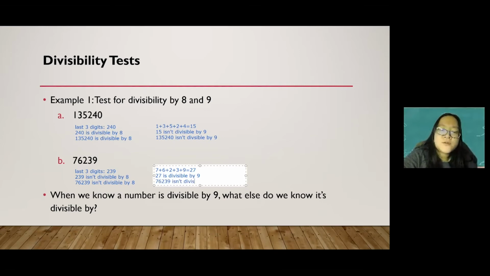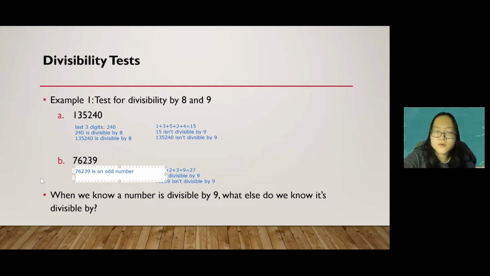But really, for whether it's divisible by 8, we didn't even need to do all this, because we could have seen right away that it's an odd number. It doesn't end in 0, 2, 4, 6, or 8, so it can't be divisible by 8.